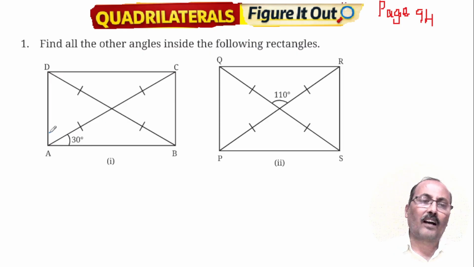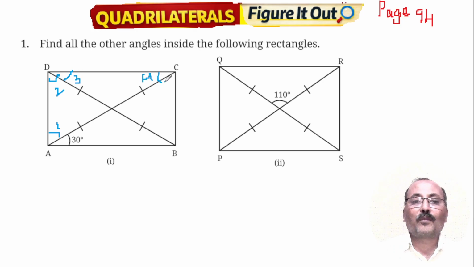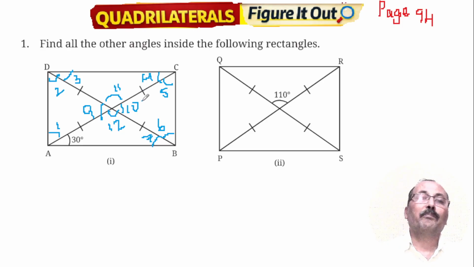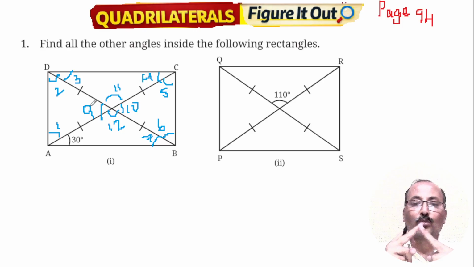See, how many angles are there? This is 1, this is 2, you can call this 3, 4, 5, 6, 7 and this is 8. Then you can call these 9, 10, 11, 12. That's all. All these angles can be found, which is why I marked them all, because between the two lines, angles will form.